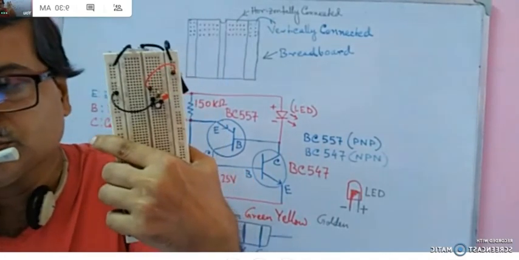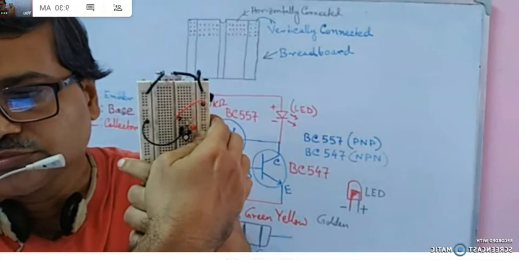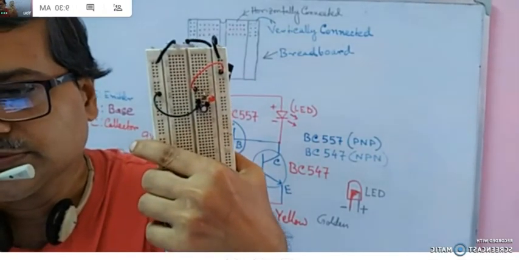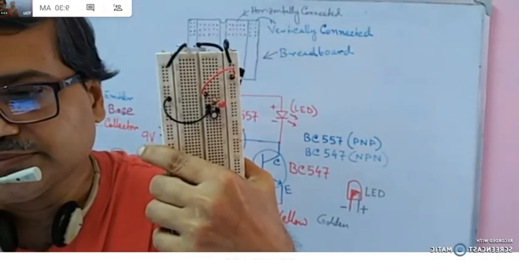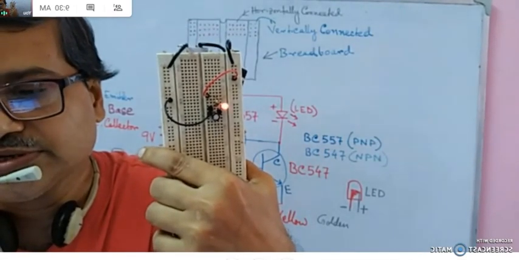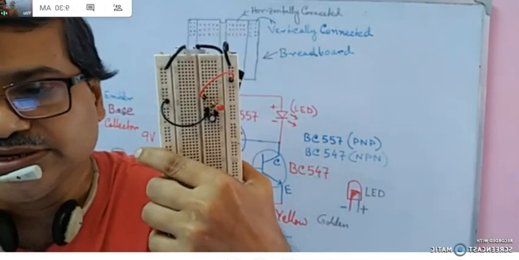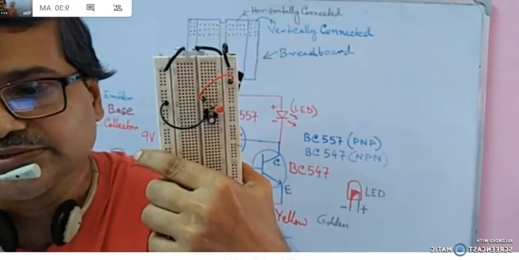So how it works, I want to show you. Whenever I switch it on, see, the LED starts blinking. The LED starts blinking. So it is a type of oscillator. That is, a pulse is generated, and that brings the LED.